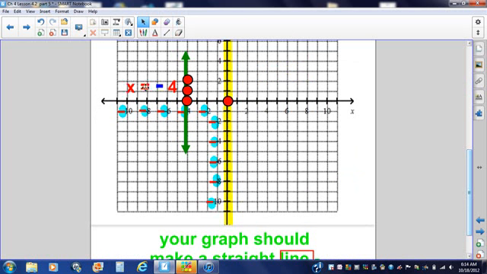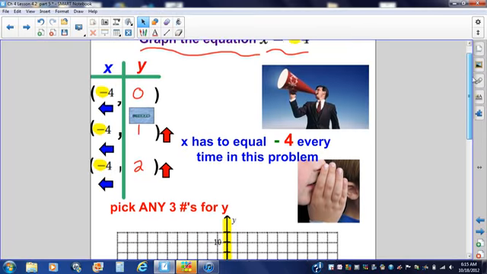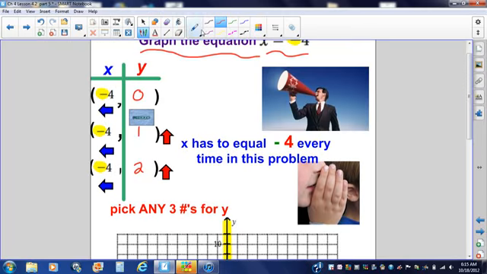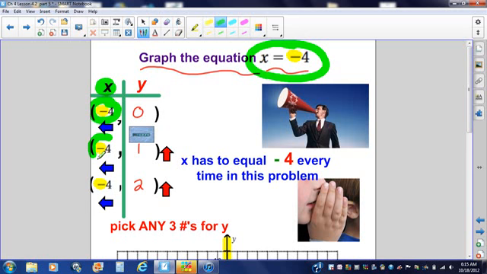You can write yourself a note. This is the graph for x equals -4. Your graph should make a straight line because it's a linear equation. Visual people, notice. X equals -4. Underneath my x, each value is -4.